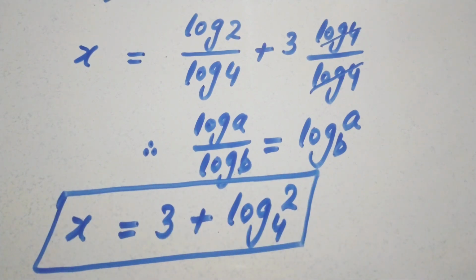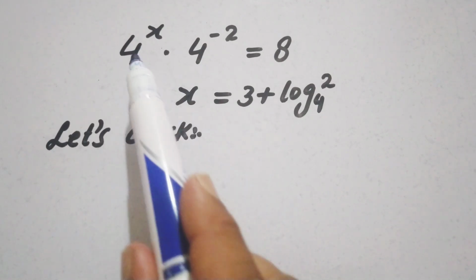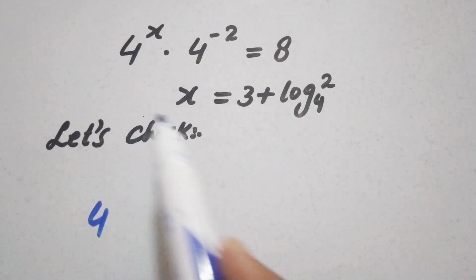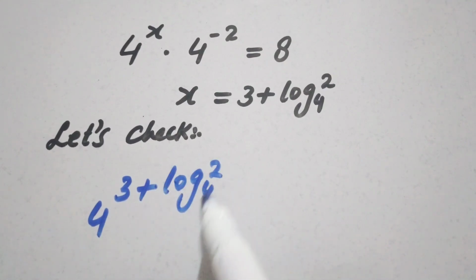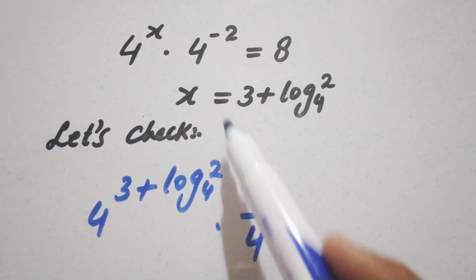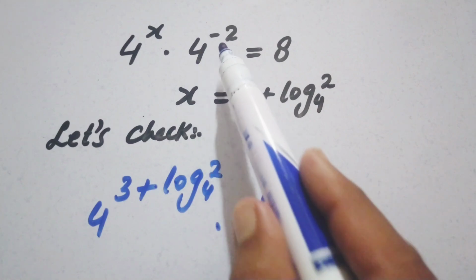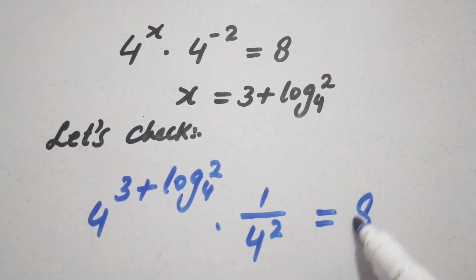Now let's verify whether this value of x, 3 plus log 2 to the base 4, is valid for the given expression or invalid. For verification, we will use the value of x here. So this will become 4 to the power 3 plus log 2 to the base 4, multiplied by 4 power minus 2. This we will write as 1 divided by 4 power 2, by moving 4 power minus 2 from numerator to denominator, is equal to 8, whether it is equal or not equal.